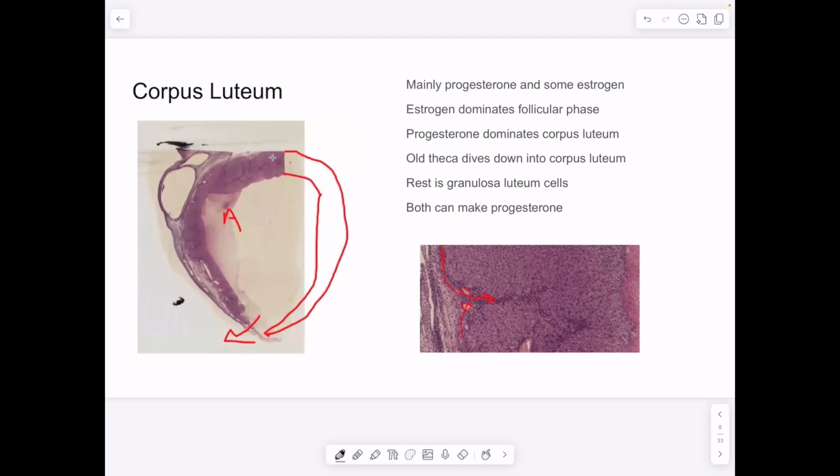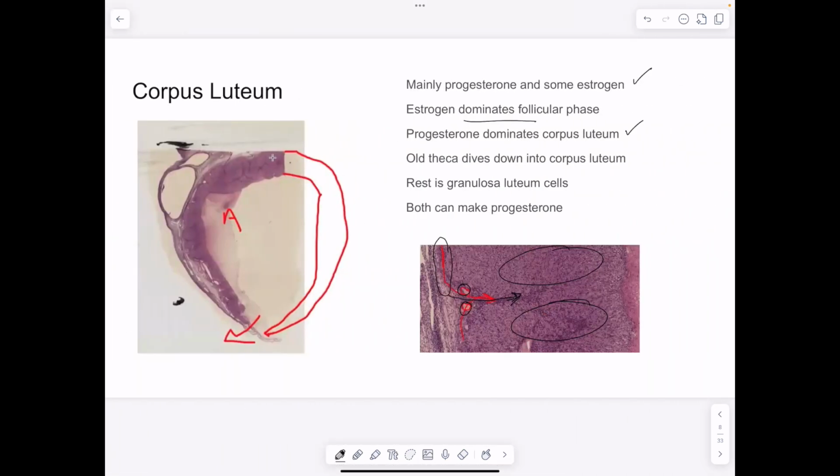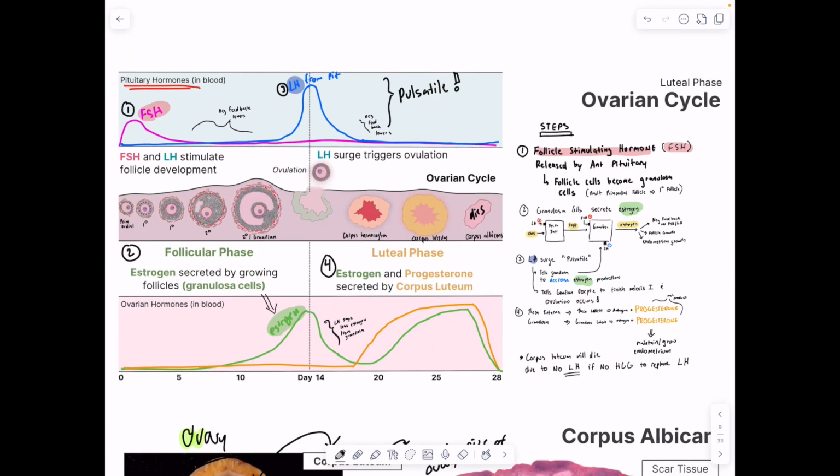All right, so here's just a picture of the corpus luteum, and the idea was our theca interna cells are going to come inwards. They're going to bring blood vessels with them. We just have a lot of granulosa cells here as well, mainly progesterone. Estrogen is going to dominate the follicular phase, and progesterone is going to dominate when the corpus luteum is present. All right, so that's the follicular phase. Now this is the luteal phase where progesterone dominates. All right, so not too bad.